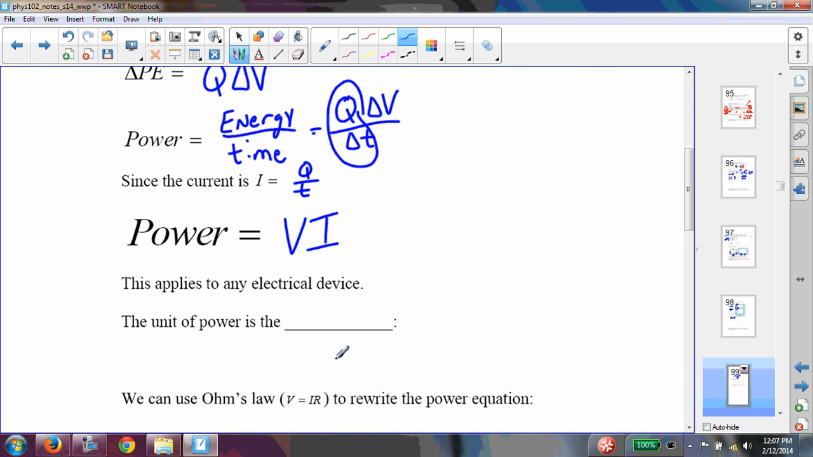This applies to any electric device, and you'll notice in your homes that the power ratings are listed on the device, and we'll talk about that in a bit. Now, the unit of power, just like last semester, is the watt. It's abbreviated with a capital W, and 1 watt is equivalent to 1 joule per second in the SI system.